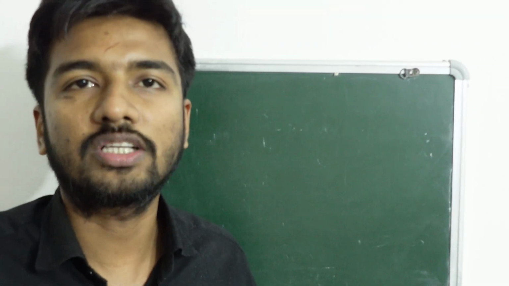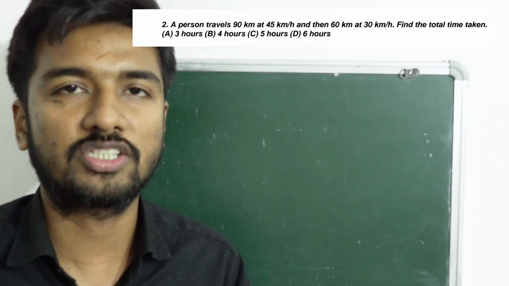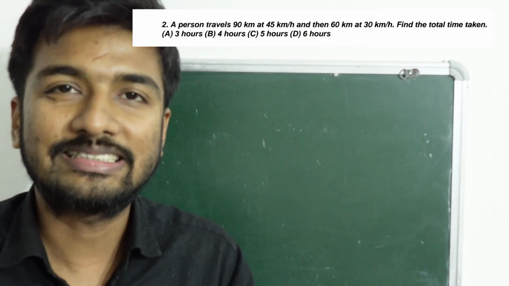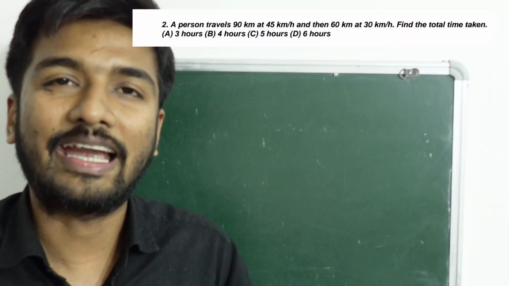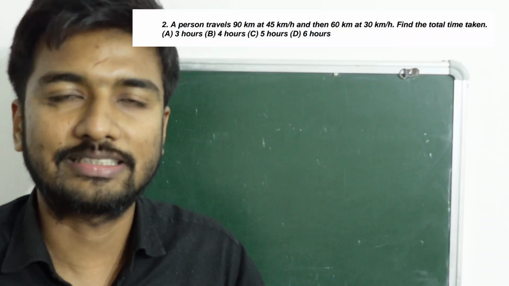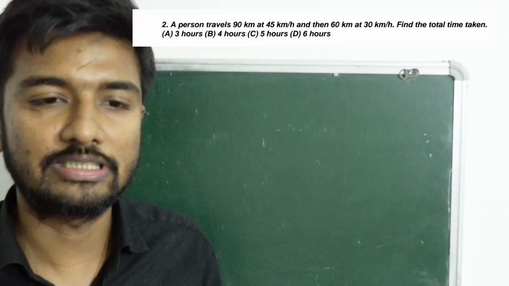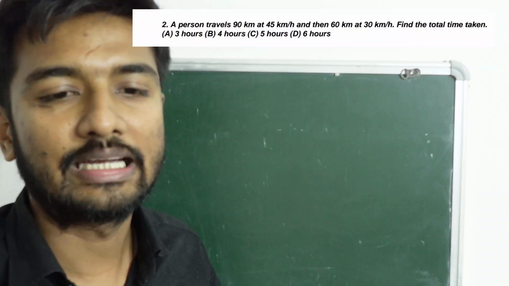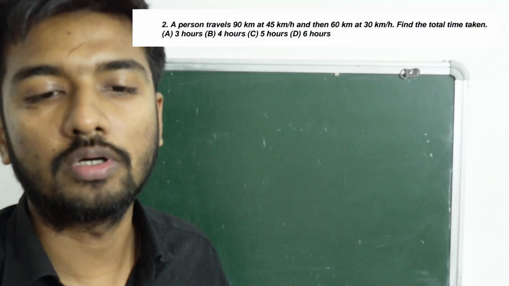Now the second question of the sample questions. Firstly, I would like to mention that this is not a part of the Forest Ranger question paper, but it's a sample so that it gives you enough practice to attempt such types of questions in the examination hall. The second sample question is, a person travels 90 kilometers at 45 kilometers per hour.